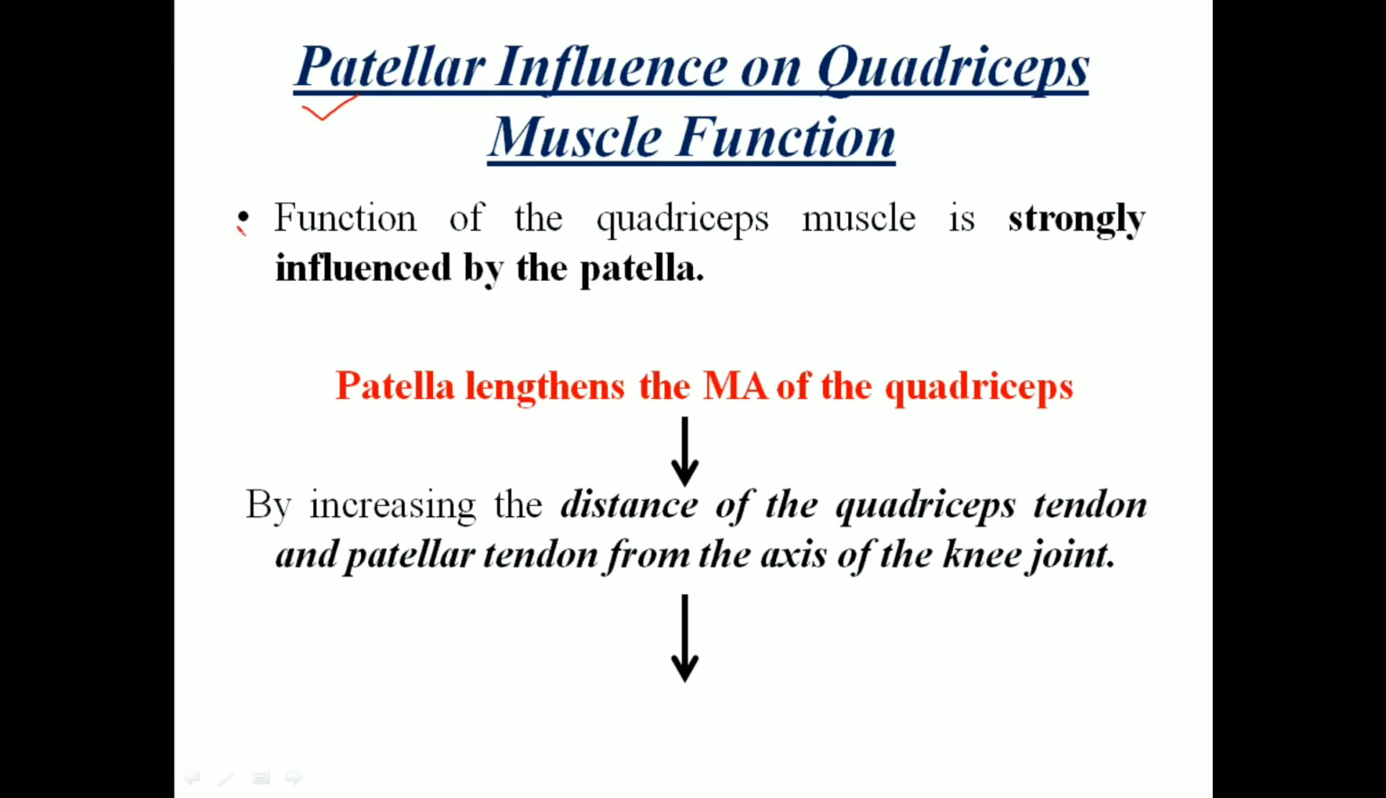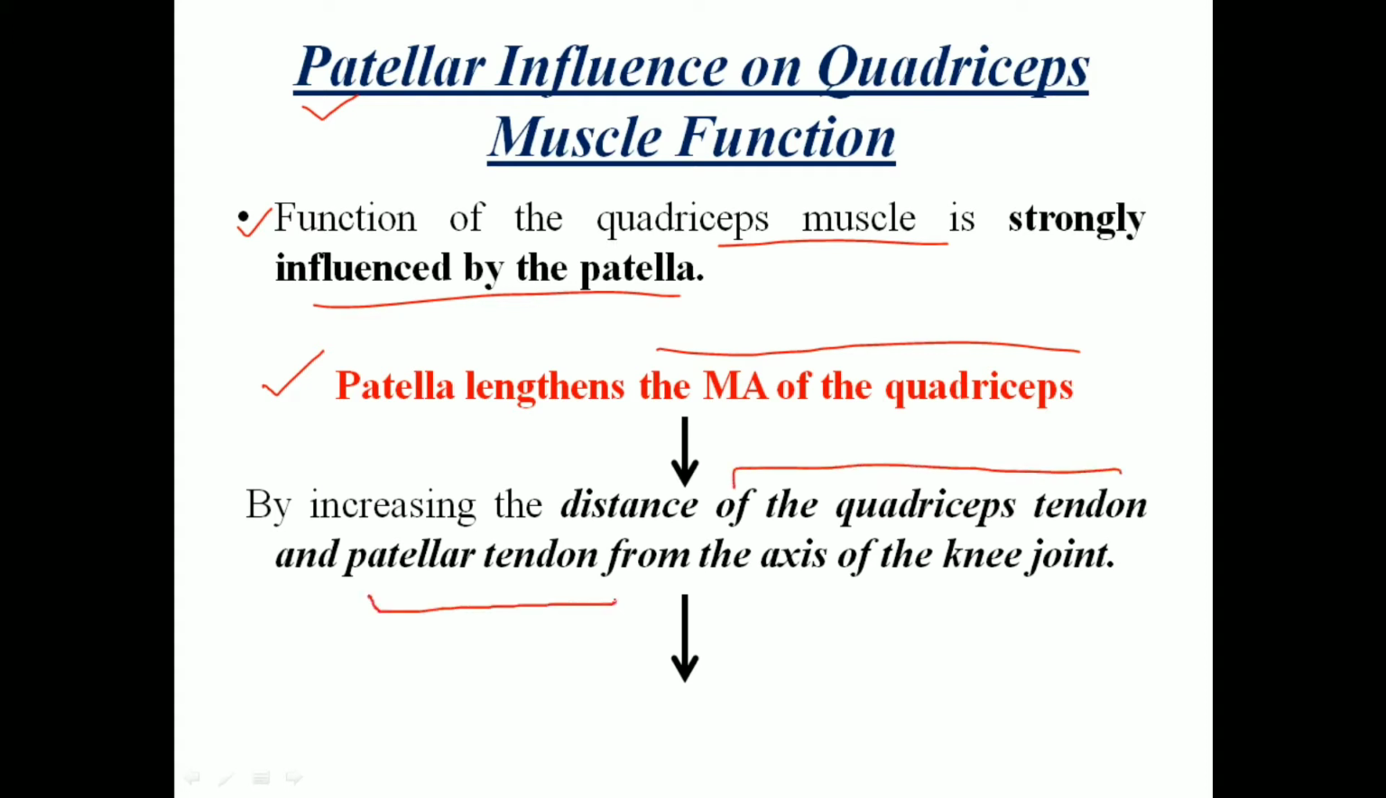As we know, the function of the quadriceps muscle is strongly influenced by the patella. We can even say the function of the patella is also influenced by the quadriceps muscle. The patella lengthens the movement arm of the quadriceps. How? By increasing the distance of the quadriceps tendon and patellar tendon from the axis of the knee joint.